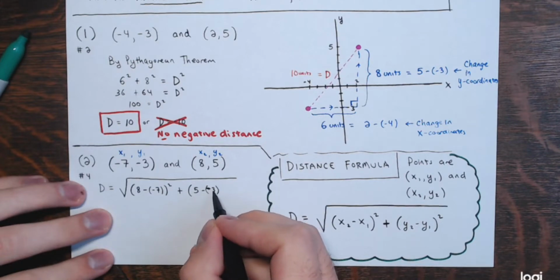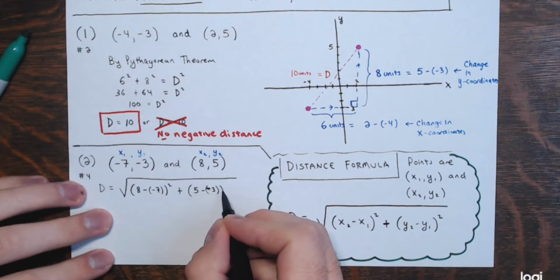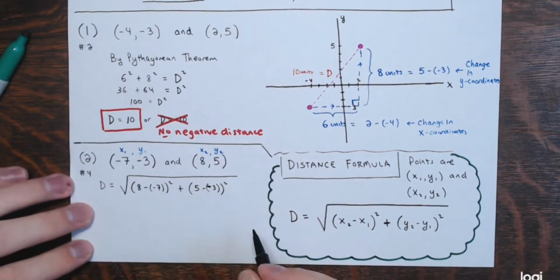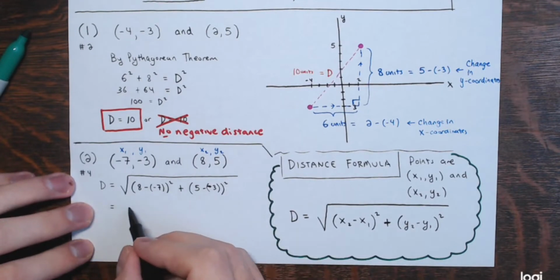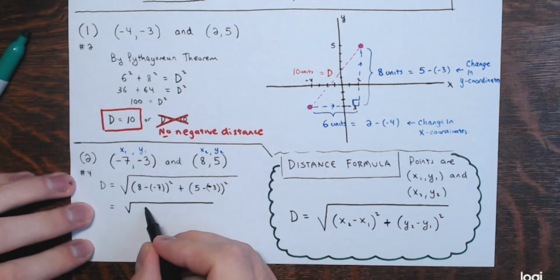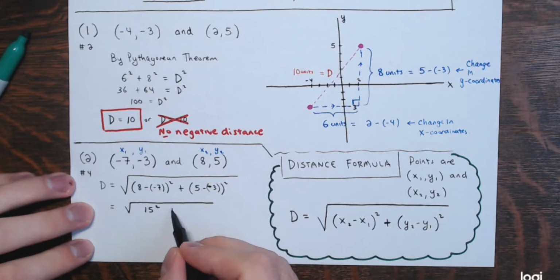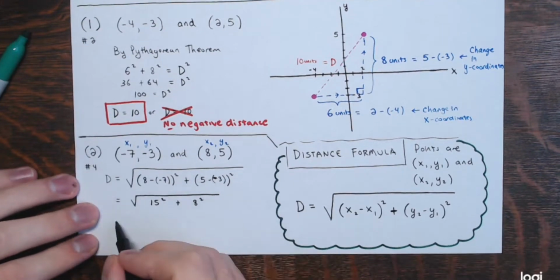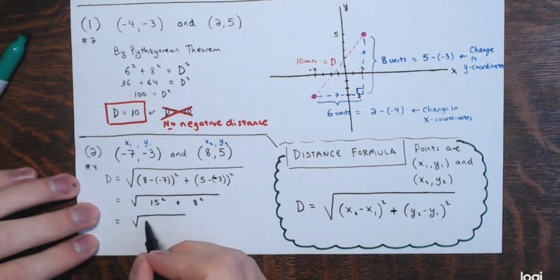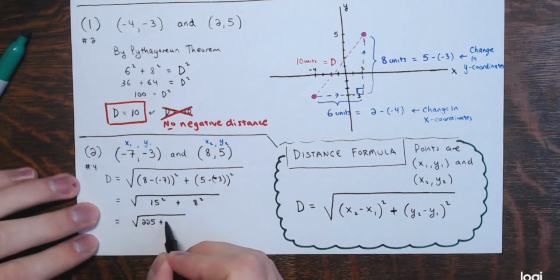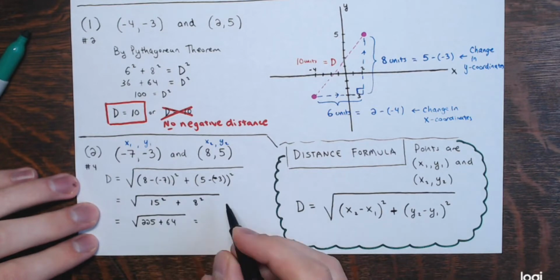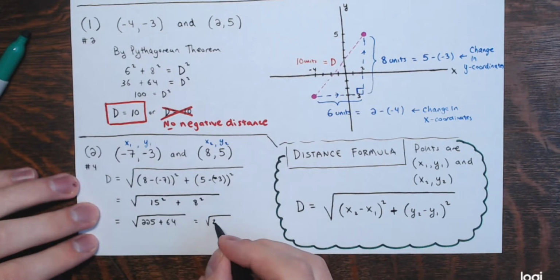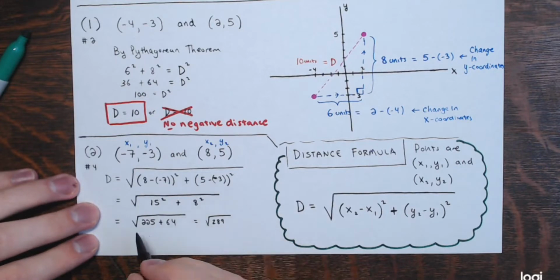Five minus -3, right? Which will be 5 plus 3. That'll be 8 squared. Sorry about the little minus there. It's 5 minus -3. So I have the square root of 15 squared plus 8 squared. That's the square root of 225 plus 64, which is the square root of 289, which is 17 even. 17 units.